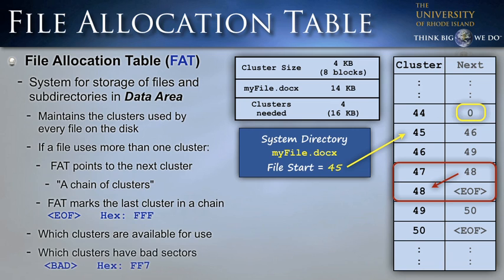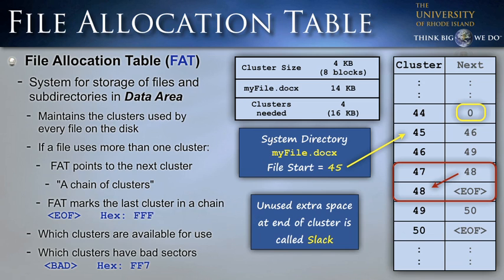Clusters that are free and available to be allocated for new files are marked with 0 hex. Clusters that have bad sectors and cannot be used are marked bad with the hex code FF7. It is actually possible to hide evidence by using a disk editor to mark sectors as bad even though they contain valid data. The use of normal applications will not overwrite that data, and it will not show up in user file management tools.